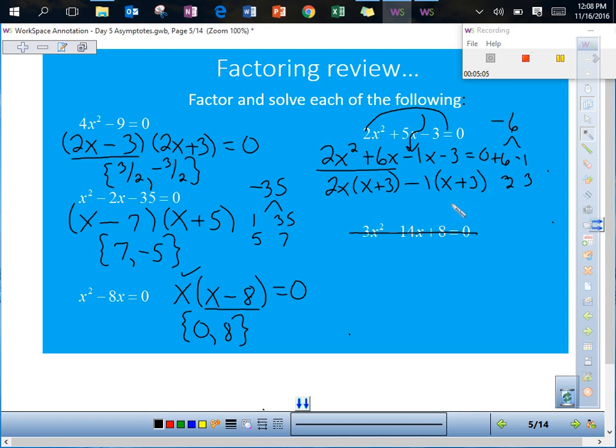Notice that my sign changed. -1 times 3 is -3. If you've done a good job, these parentheses are the same now. So I'm going to have x plus 3 times 2x minus 1. That's frowny face factoring. Once I set these equal to 0, I'm going to get -3 and positive 1/2.